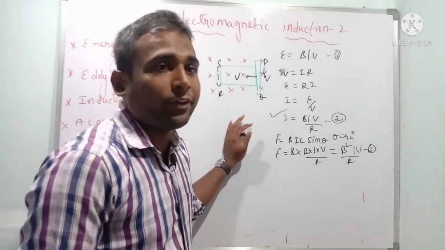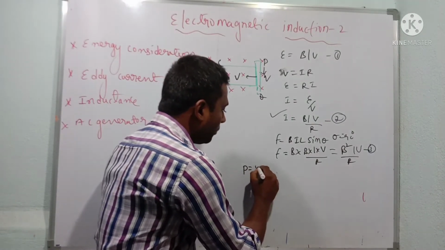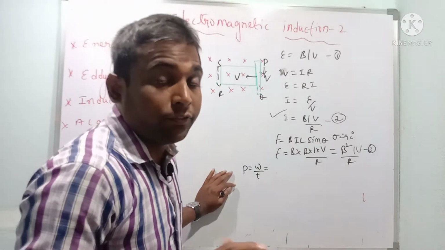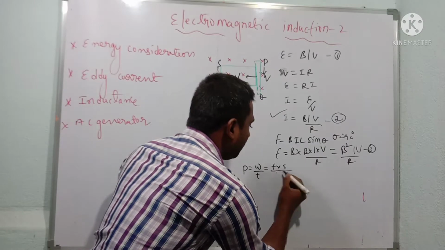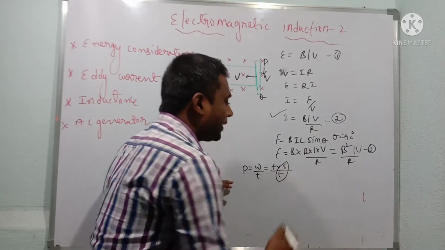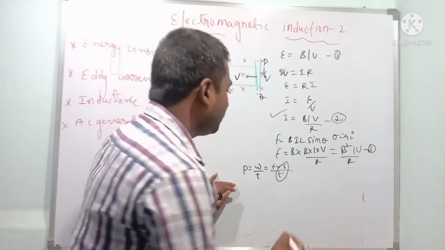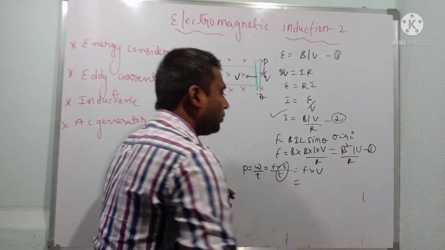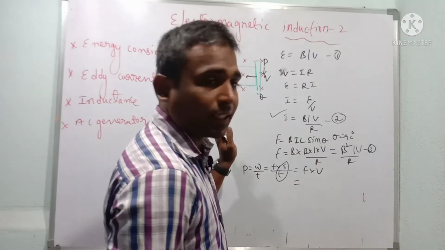Now we want to find power. We know that power is equal to work done divided by time taken. Work is nothing but the product of force and distance, divided by time. Distance by time taken, that is displacement by time taken, is called velocity. So it becomes F into V. F means this force, and V means the velocity of this conductor.